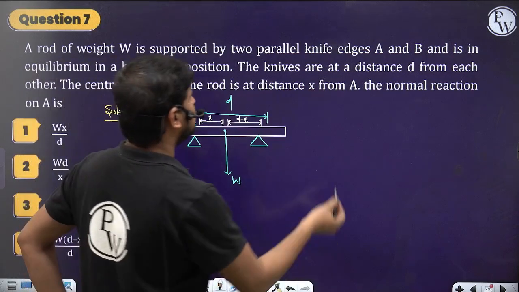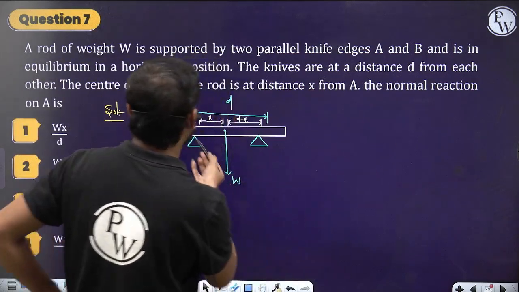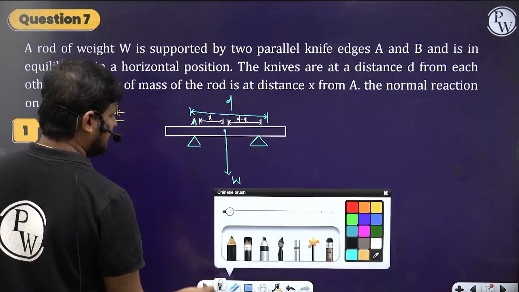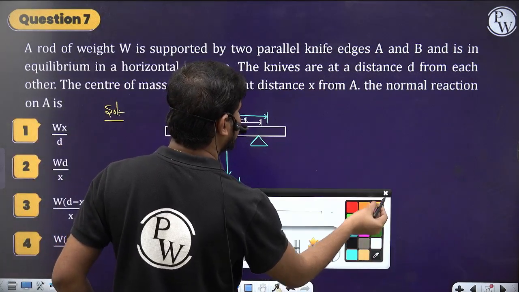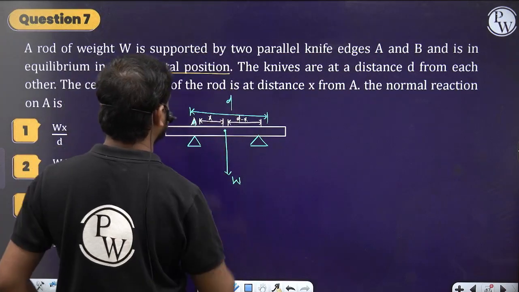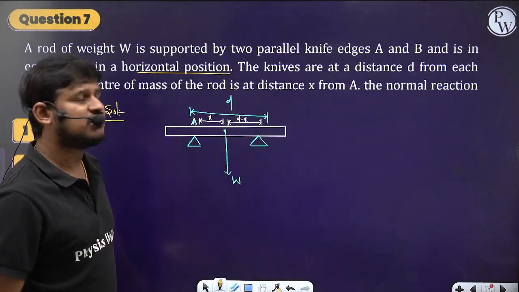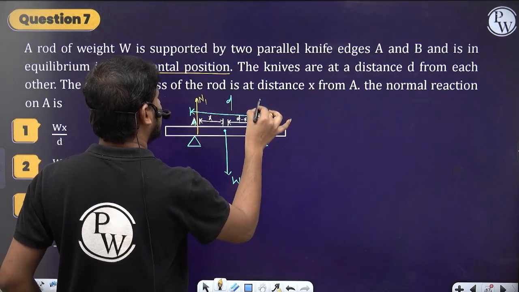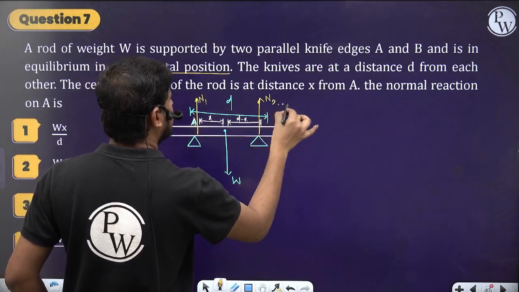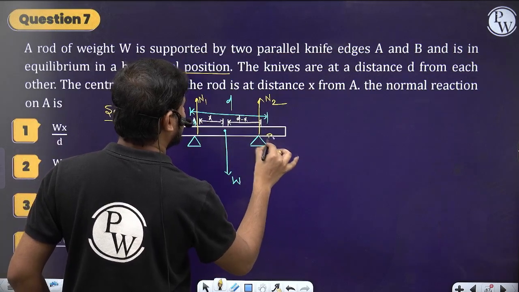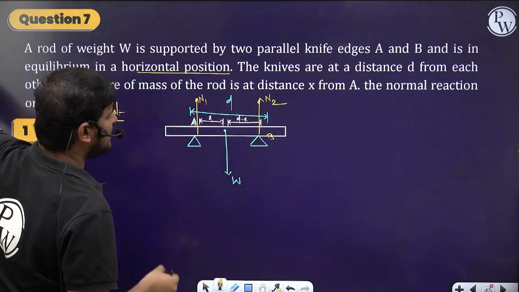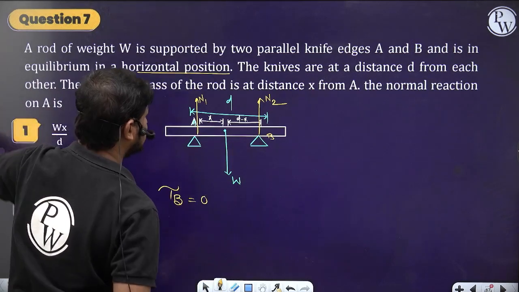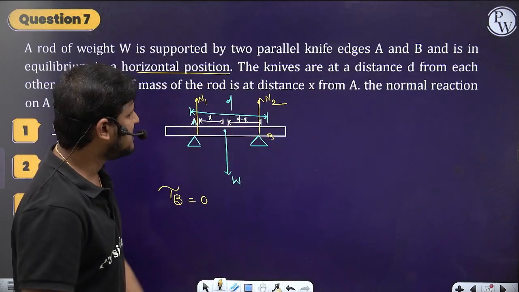Then find the normal reaction on A. We have to find the normal reaction on A. The first thing is to draw the free body diagram. We can take it in horizontal position, so directly you can consider the torque about any point is 0. Here let the normal reaction be N1 and here N2. This is point A, this is point B. I need the normal reaction at A, so let's take the torque about point B equal to 0.